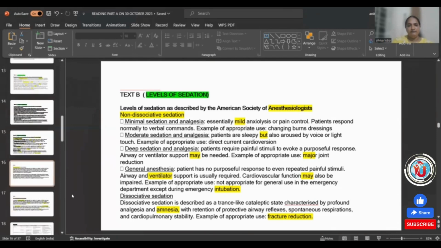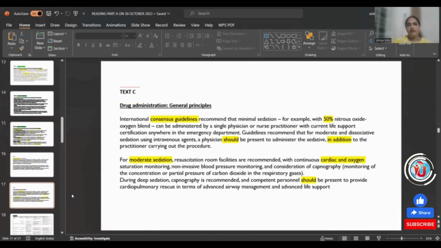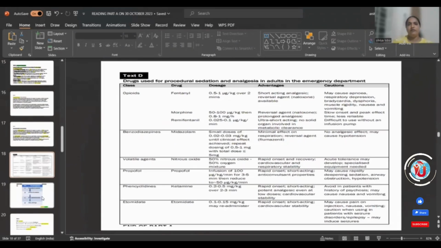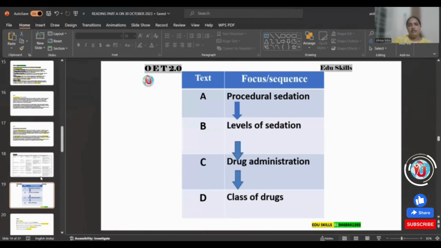So we have to underline. In text C, drug administration and general principles, some percentage is there, we have to underline. Then a modal verb and a sequential expression are there. So we have to underline that. In text D, the classes of drugs means which drugs, their dosage, advantages and cautions, which cautions we can take. So these four texts are like this: text A, procedural sedation; text B, levels of sedation; text C, drug administration; text D, class of drugs.